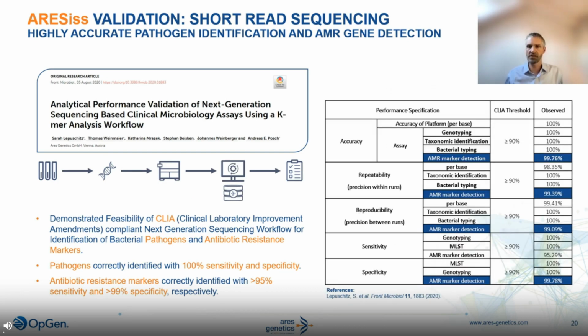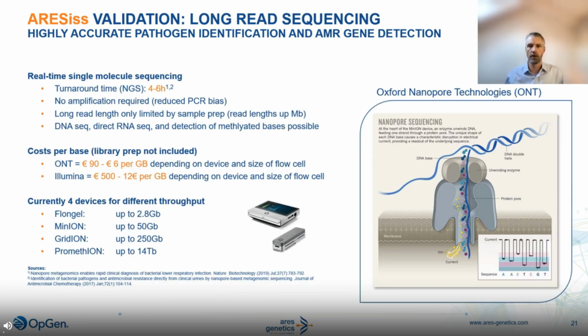The performance was assessed using well-characterized reference materials and a number of parameters, including accuracy, repeatability and reproducibility, as well as sensitivity and specificity were recorded. The study showed that the ARES process for isolate sequencing 100% accurately and reproducibly identified and genotyped pathogens. Also, AMR marker detection was highly accurate with sensitivities and specificities exceeding 95 and 99% respectively. With nanopore sequencing becoming increasingly available, we have decided to conduct a second multi-center validation of the workflow for isolate sequencing, ARESiss, this time using the ONT platform.